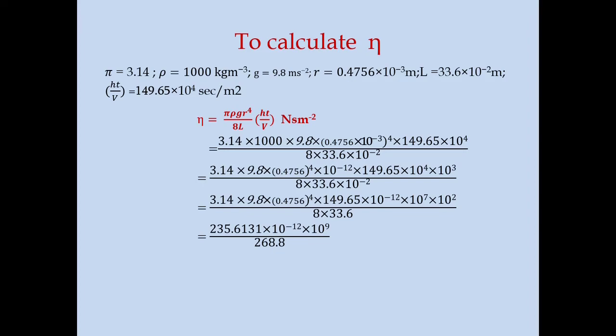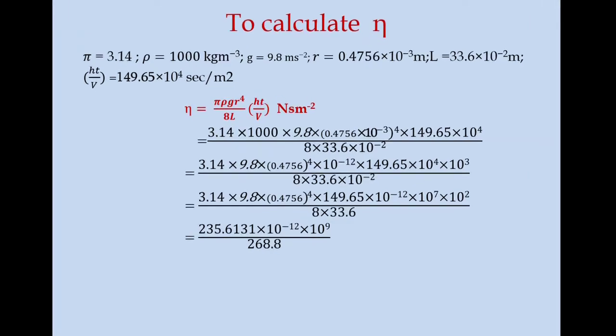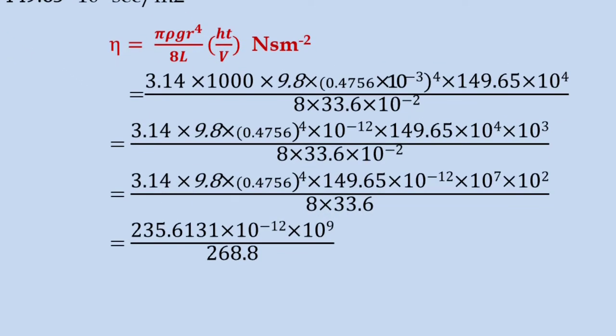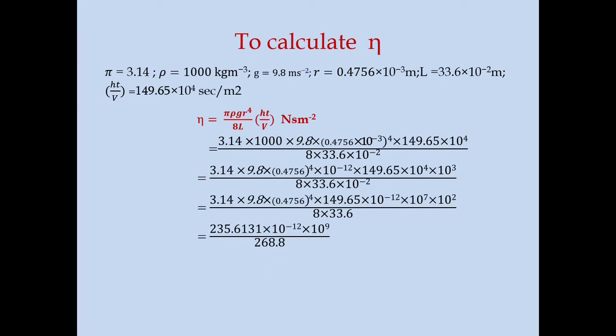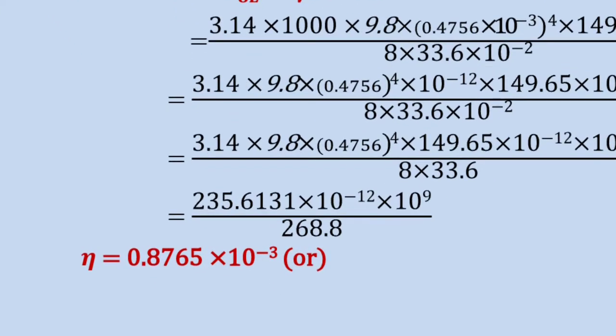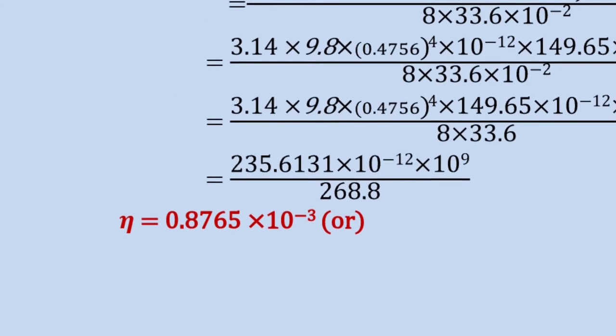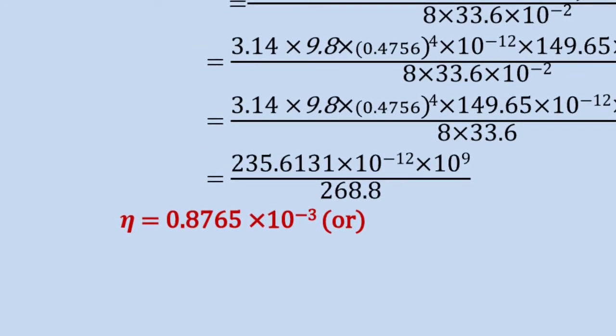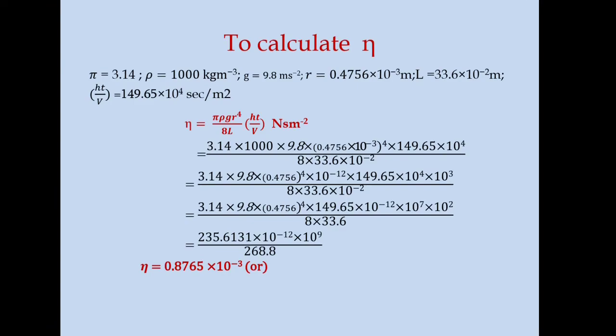In the next step, what we do? We multiply everything. When we multiply everything, all the numerator and denominator, we get 235.6131 into 10 power minus 12, and 10 power 7 and 10 power 2 adds up to 10 power 9, divided by 268.8. When you divide the numerator and the denominator, we get 0.8765 and the power will be 10 power minus 3. So we got the eta value as 0.8765 into 10 power minus 3.